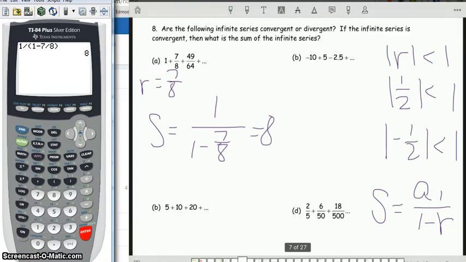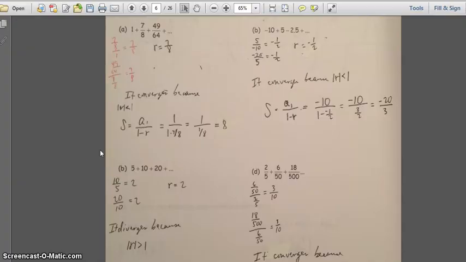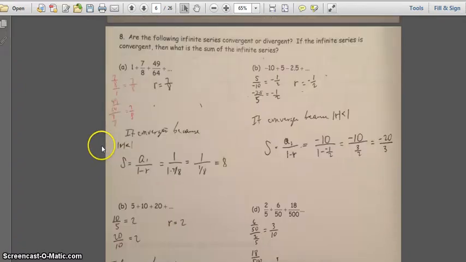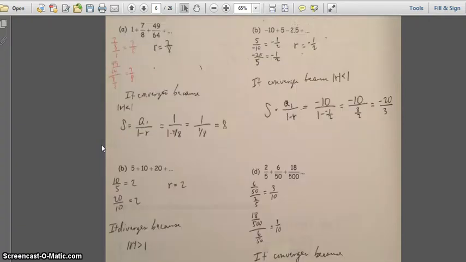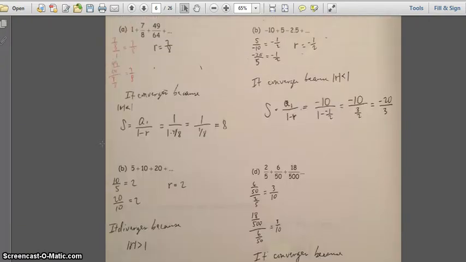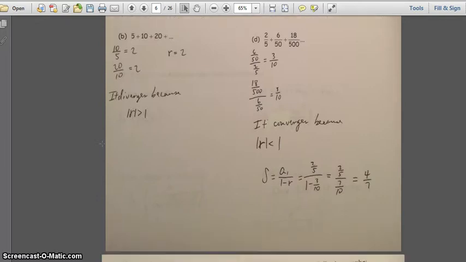I'll show you the answers to the others. Here are the answers for number 8, A, B, C, and D. All of them converge except letter B. Letter B does not converge, the rest of them do. So there's the work for letters A and B. Again, you have these answers on the answer sheet posted on Edmodo. I'm sorry, A and C, and the answers for the bottom two there as well.